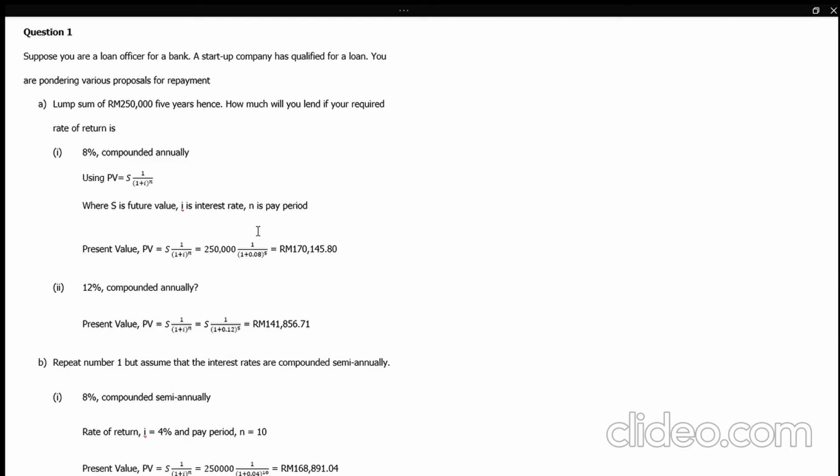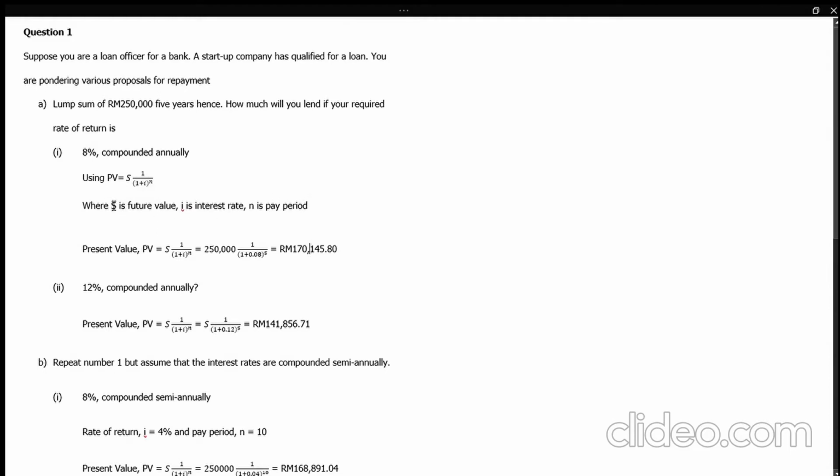Suppose you are a loan officer for a bank, a startup company has qualified for a loan, you are pondering various proposals for repayment. A lump sum of 250,000 ringgit Malaysia, 5 years hence, how much will you lend if your required rate of return is at percent compounded annually? So here using the formula of PV equal to S times 1 over 1 plus I to the power of n, where S is the future value, I is interest rate, and n is pay periods.